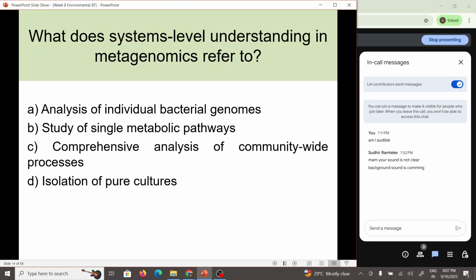The next practice question is, what does systems level understanding in metagenomics refer to? Option A is analysis of individual bacterial genomes. No, systems level is not about individual bacteria. It is the study of a single metabolic pathway. That is not called a systems level understanding. Comprehensive analysis of community wide processes and isolation of pure cultures. So systems level does not include any individual or single or pure culture. So option C is right. It talks about the comprehensive analysis of community wide processes.